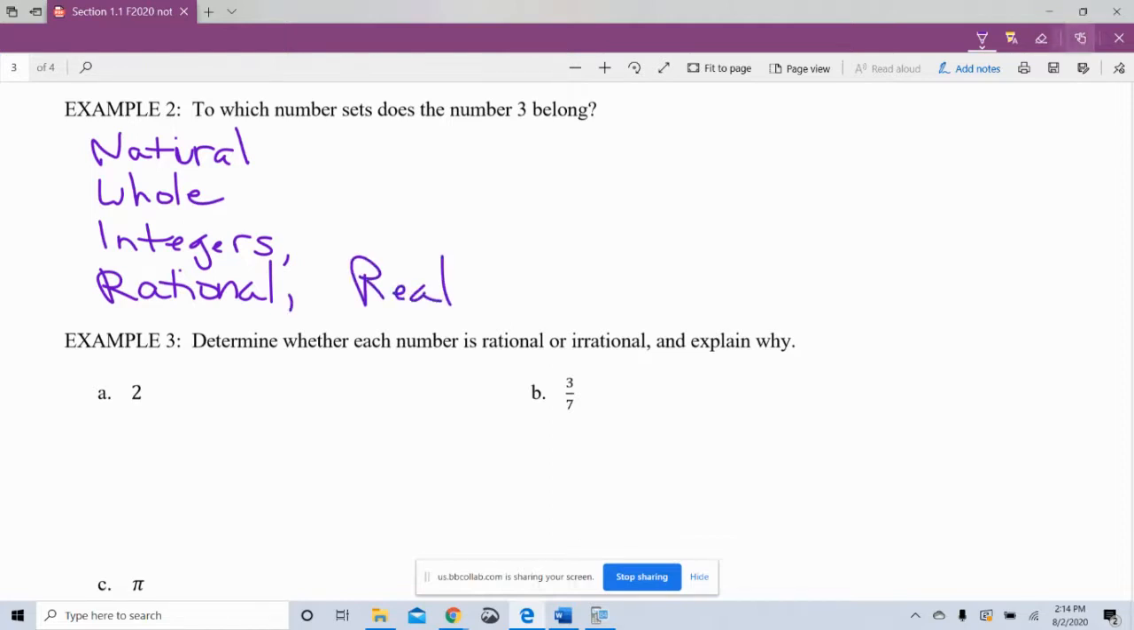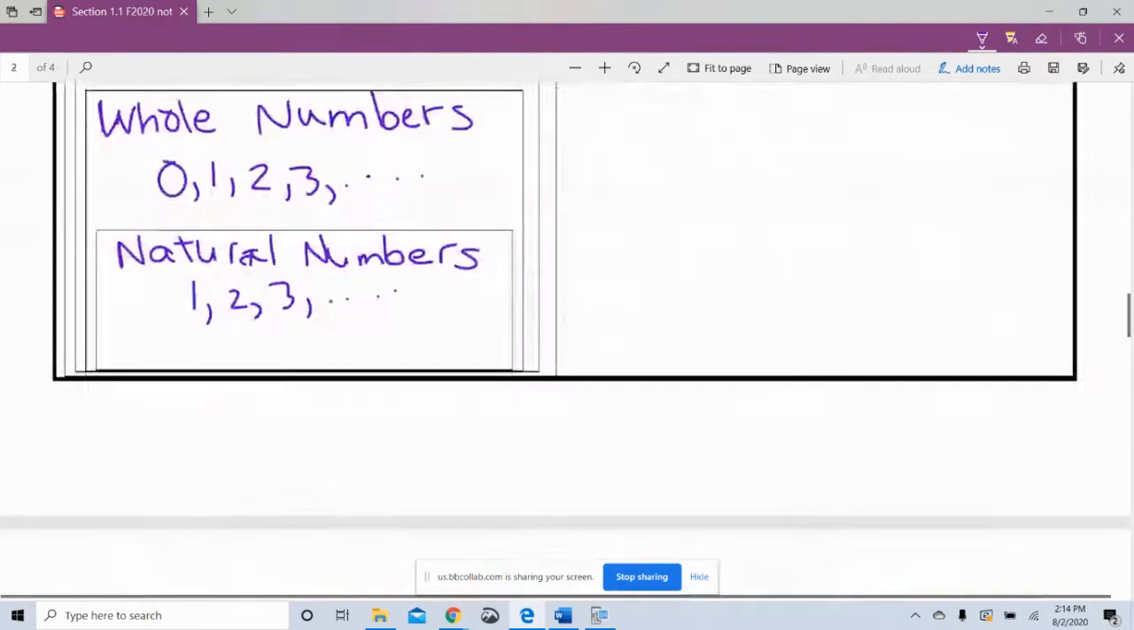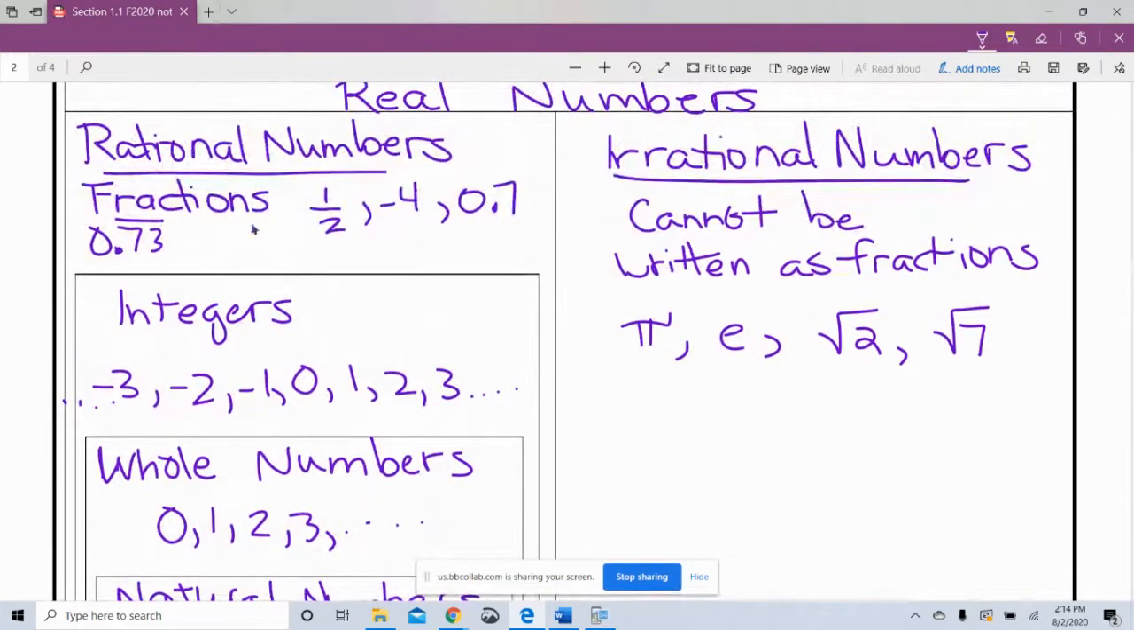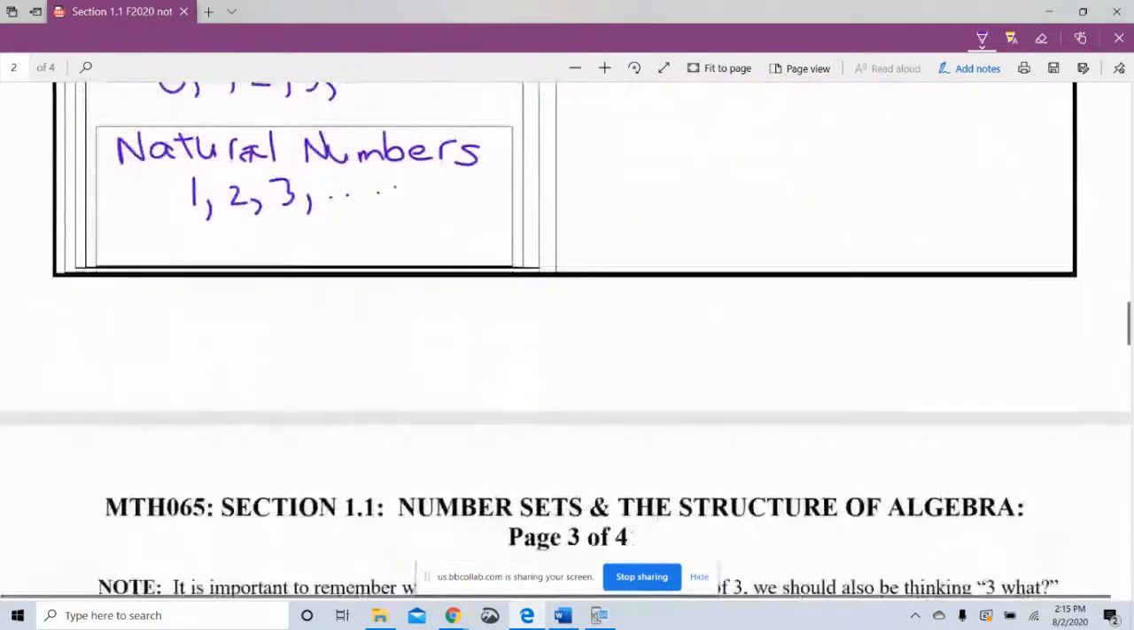So if I go back to that chart one more time, the 3, the smallest set it's in is the natural numbers. But that's also in the whole numbers, it's also in the integers, it's also in the rational numbers, and it's also in the real numbers. But it is not an irrational number, because 3 can be written as a fraction just by putting a 1 underneath it. Okay?